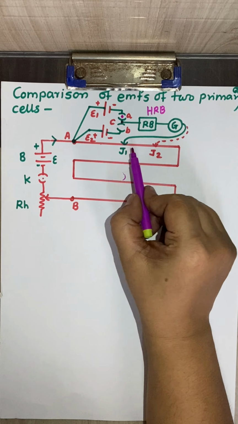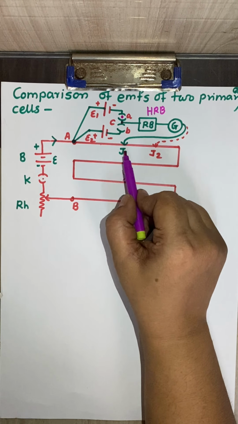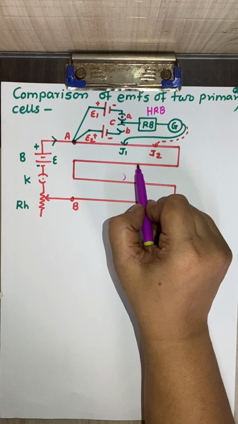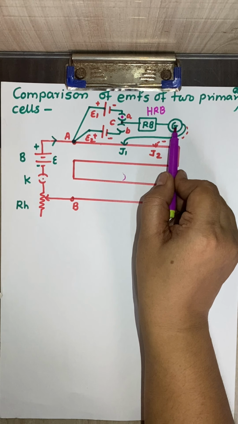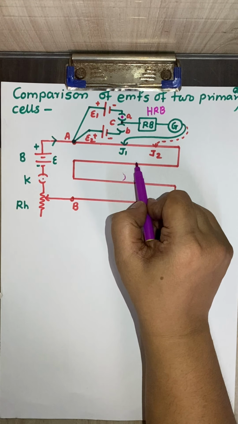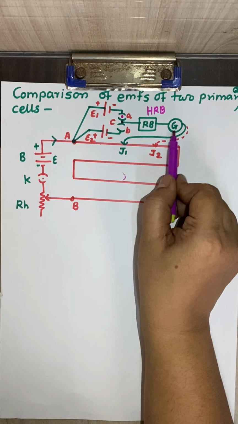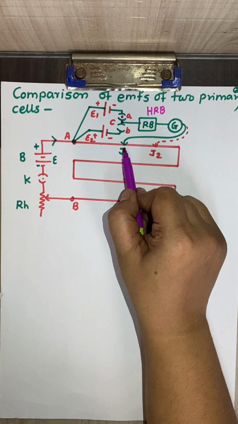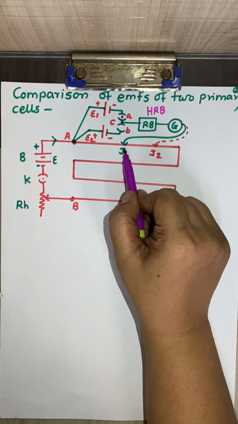Okay, then there will be one place where, at a particular length, you will observe that whenever you put the jockey on the wire, the deflection in the galvanometer is zero. Or whenever you lift up the jockey, again the galvanometer shows zero deflection. Obviously, when the jockey is removed from the wire, that means the wire is not in contact with the jockey.